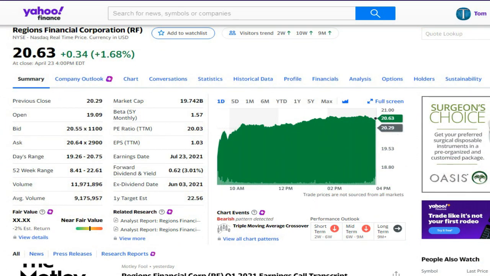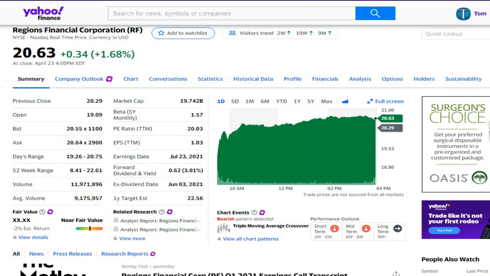Next we look at Regions. Regions is a banking stock. They have Regions banks here in Tennessee, and I don't remember seeing any in California. $20.63, the closing price for Friday, and it was up a good amount, over 1.5%. And the 52-week range, $8.41. So here's another stock that's more than doubled in the past 52 weeks, and $22.61 was the high.